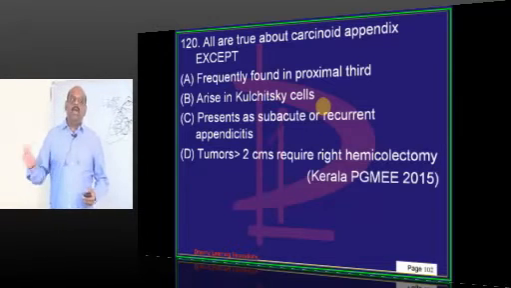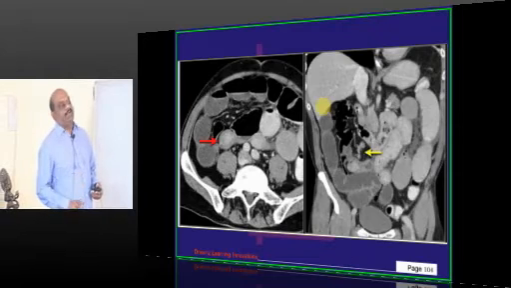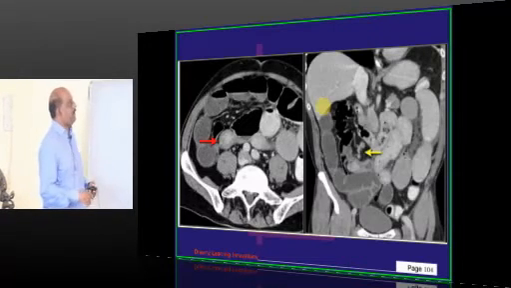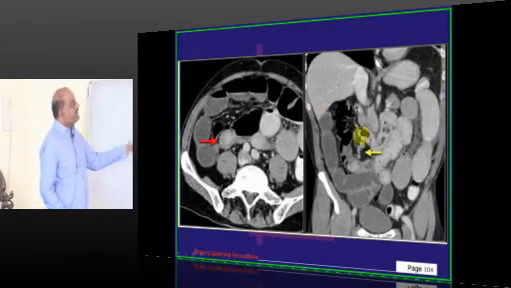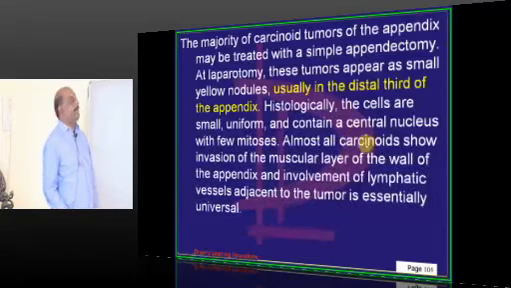Now, carcinoid appendix. Frequently it involves the distal third, not the proximal third, which is what you have to basically remember. As you can see, a typical appearance of the carcinoid of the appendix.